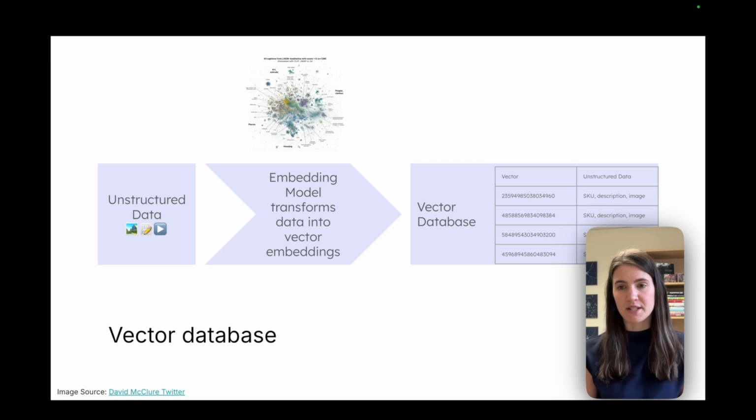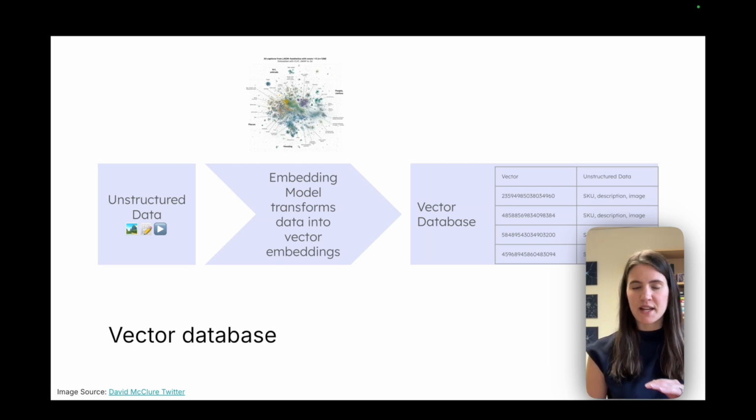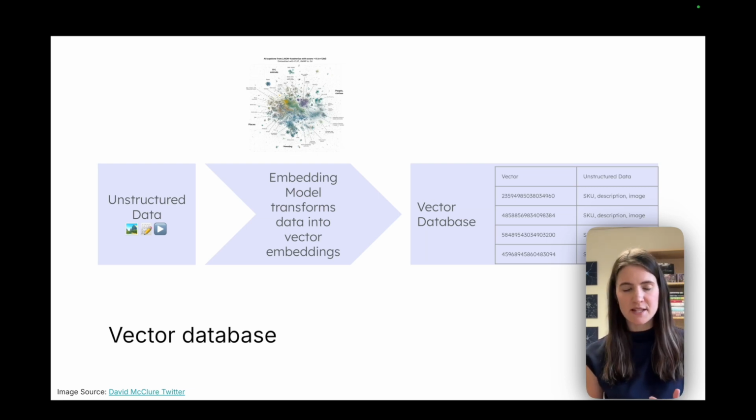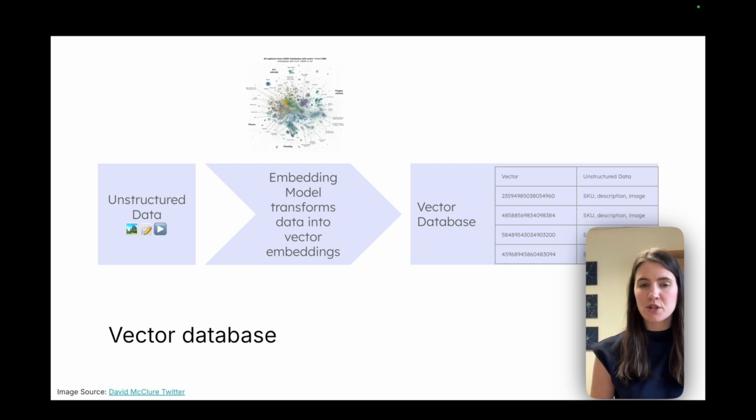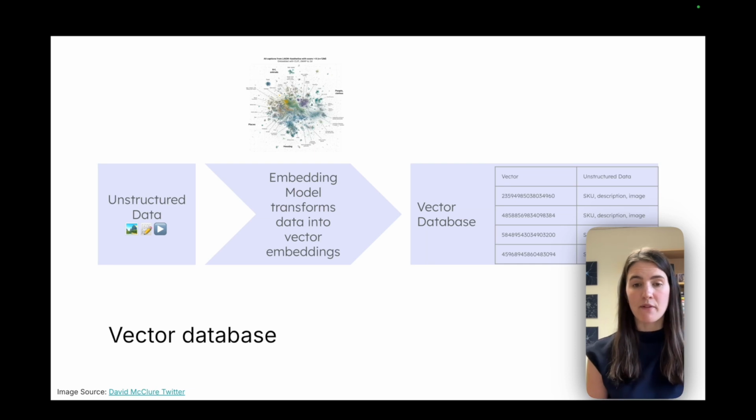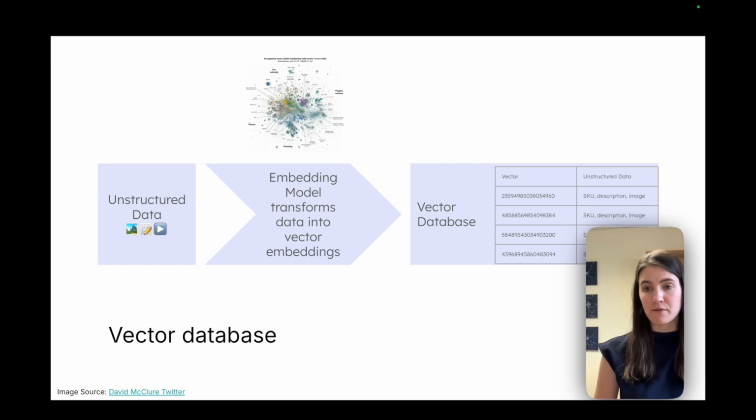First up is our vector database. So our vector database takes unstructured data. This could be text, it could be images, it could be audio files, and it's going to embed these using one of our embedding models. It's going to transform the data into a vector embedding, a series of numbers that represents that information.